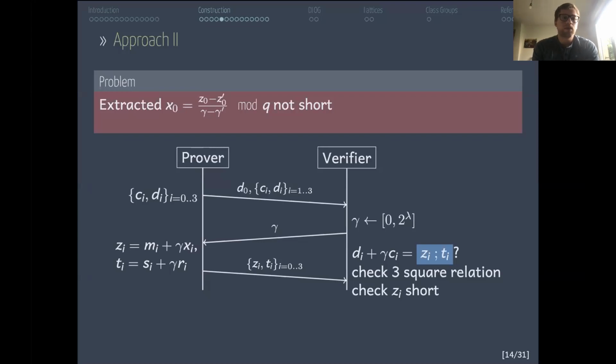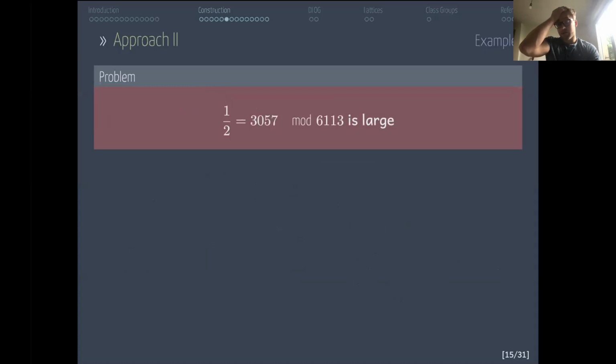But even though these are short, we multiply with an inverse. So we don't multiply with gamma minus gamma prime directly, but we invert it before. And inversion mod q does not actually retain shortness. This is quite easy to see with a trivial example. For example, we have 1/2, which is equal to q minus 1/2, or q plus 1/2, mod q. So it's quite large compared to the modulus already, even though 1 and 2 are really small, obviously. So yeah, this approach doesn't work yet.